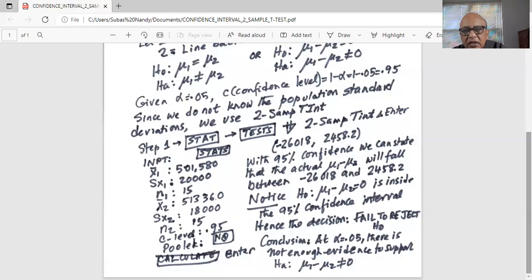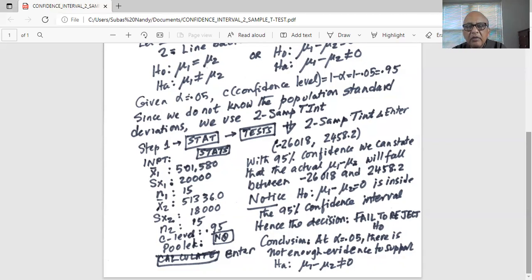Notice the left boundary is minus 26,018 and the upper boundary, or the right boundary, is 2,458.2. So the lower boundary is negative and the upper boundary is positive. That means we start on the left of zero because we have a negative number as the lower boundary, and the upper boundary is on the right of zero. So zero sits in between the lower boundary and the upper boundary.